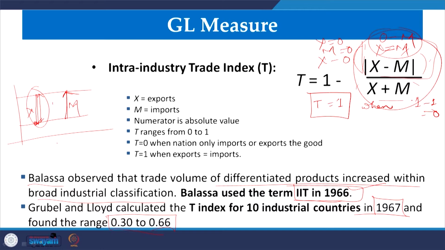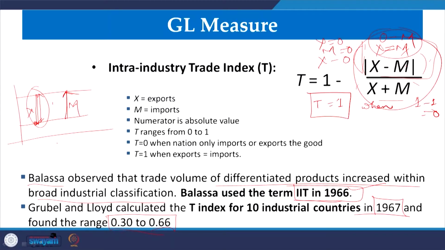If we are not adding value, then m divided by m, again m is an absolute value, boils down to only positive m, so m divided by m equal to 1, and 1 minus 1 equal to 0. So, T stands for another value called 0; these are the extreme values we are referring to. So, when T stands for 0, what do you mean by that? Either only export or only import.